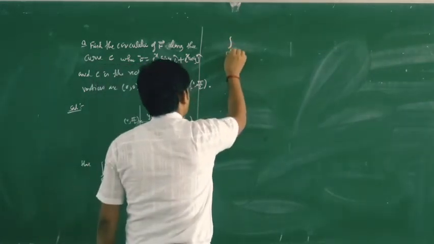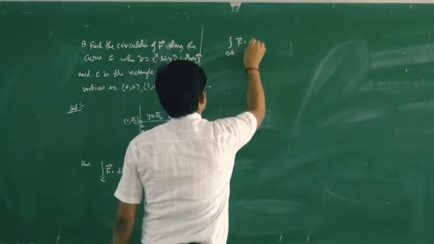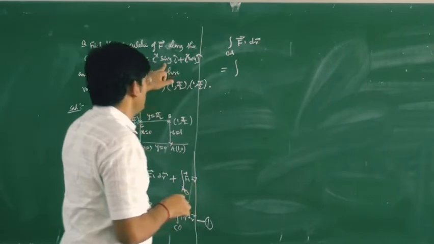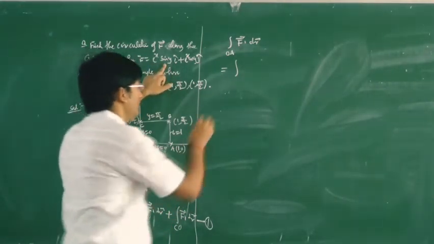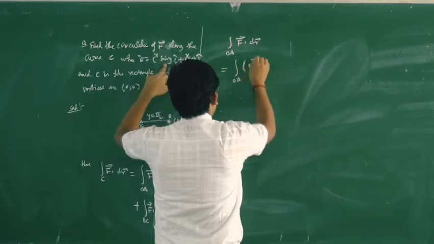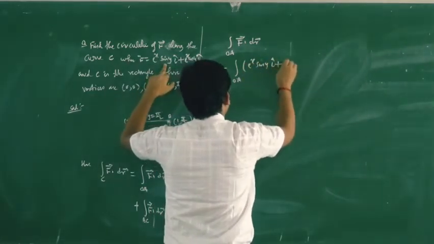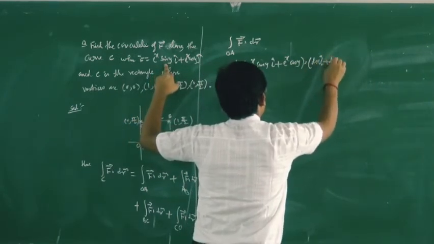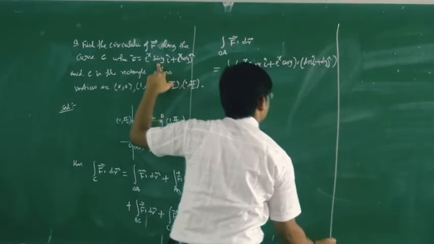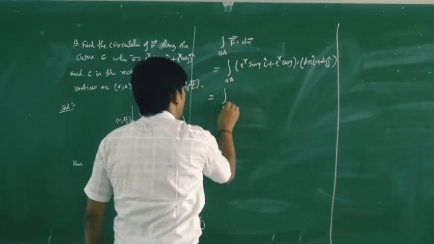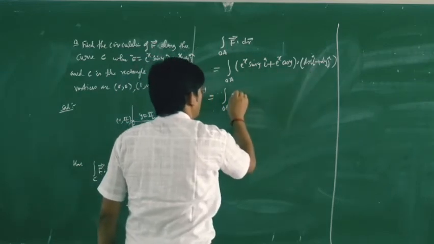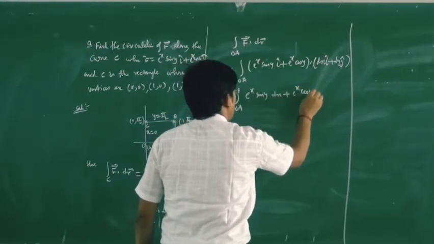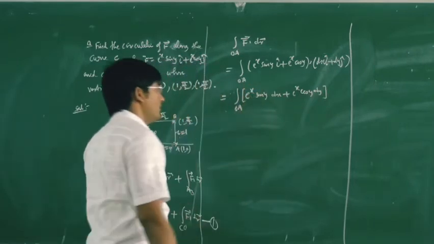Now the value of the first line integral along OA is equal to, for OA your F is this one, so F dot dr is F dot dr, where dr is dx i plus dy j. So F dot dr will be equal to, now i dot i is 1, so we have e^x sin y dx, and then we have e^x cos y dy. So this is the value of F dot dr.